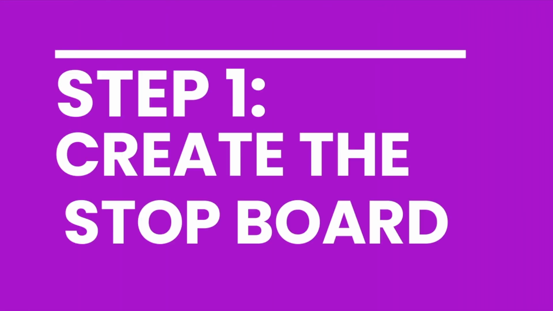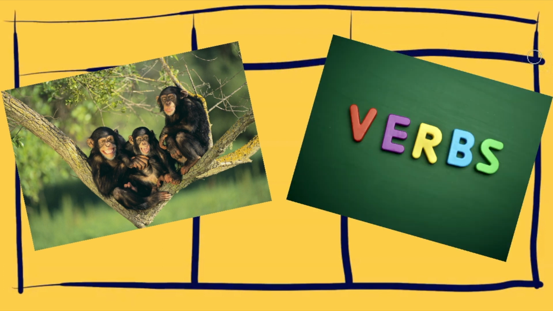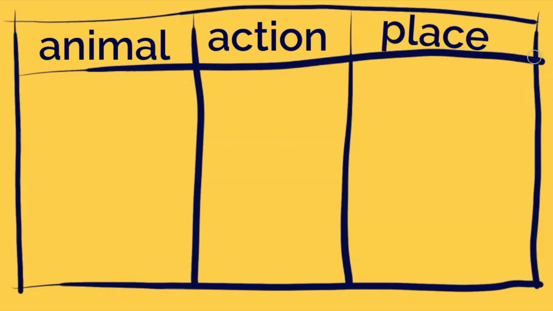This traditional game is ideal when you have seen vocabulary during the class and you want them to practice it. Ask students to write down some categories. Let's say you saw some animals and verbs during the class. You select then animal, action, and place for categories.